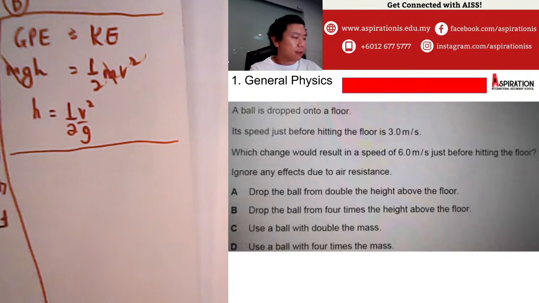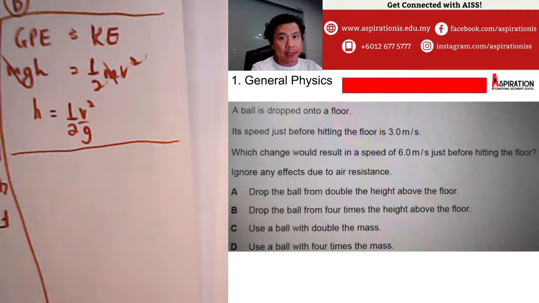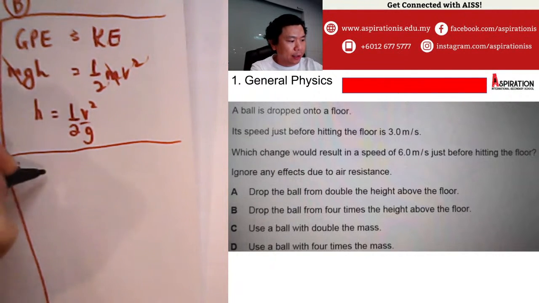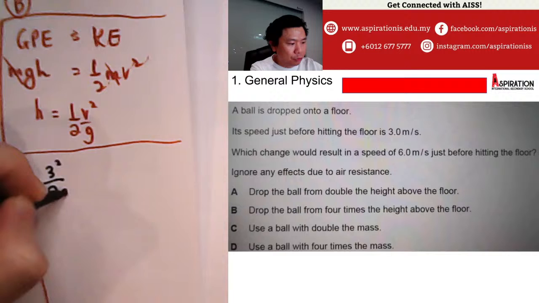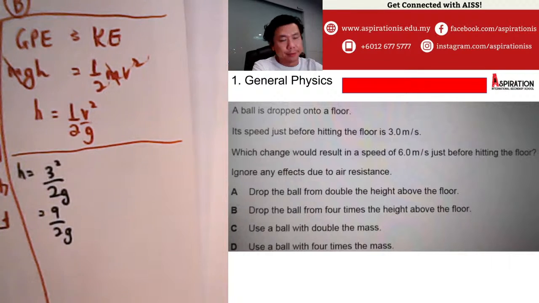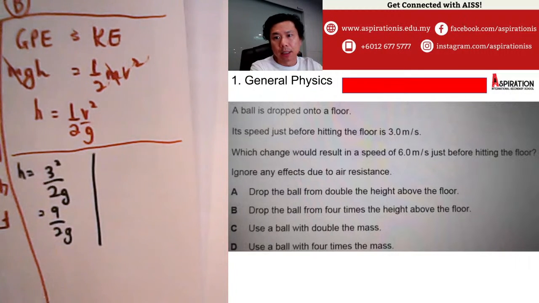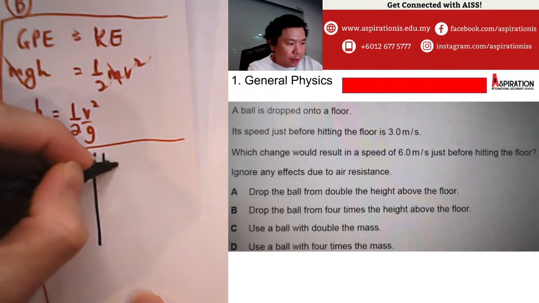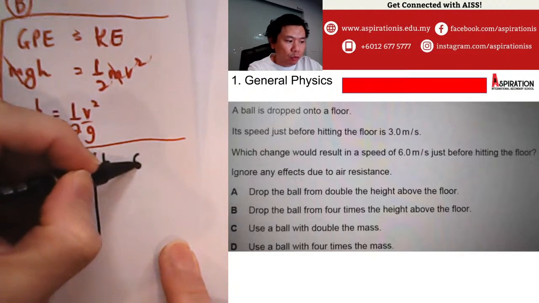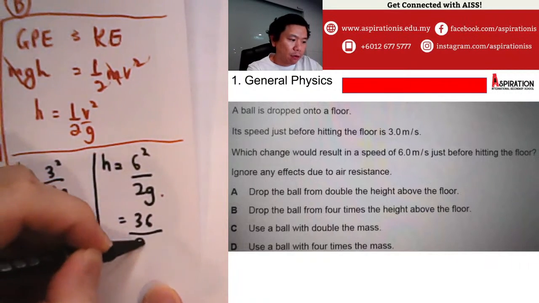Now let's work out what the height is when the speed is 3 meters per second. The height is 3 squared over 2g, so it is 9 over 2g. That is the height when the speed is 3 meters per second. Now, what change would result in a speed of 6? If we change the speed to 6, it will be 36 over 2g.